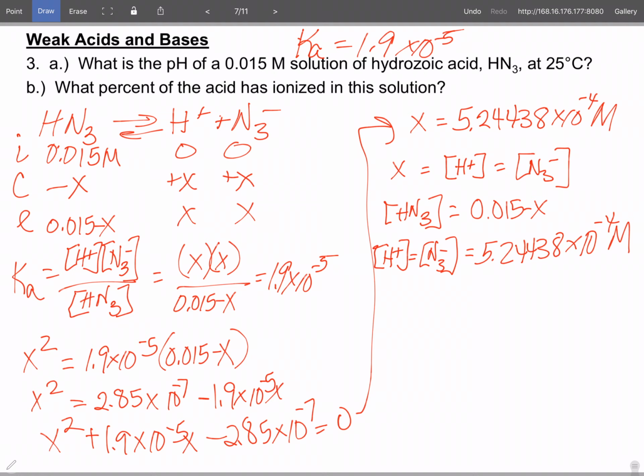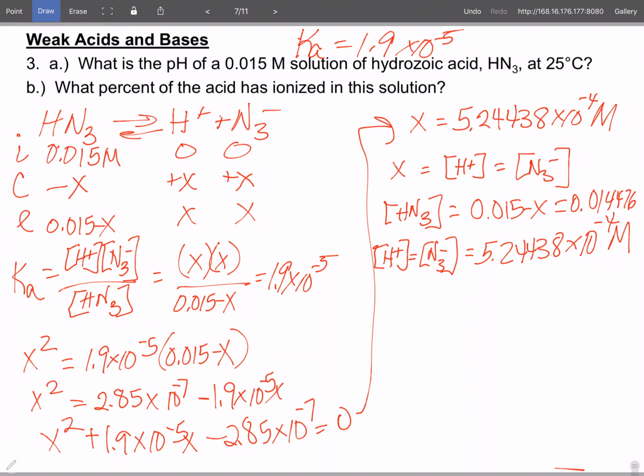And so if we were asked the concentration of the azide, we could find it, which we're not actually asked for, but I'll go ahead and do the math. 0.015 minus 5.24438 e to the minus 4. So you end up with 0.014476.